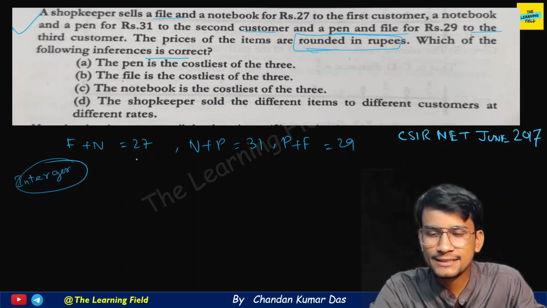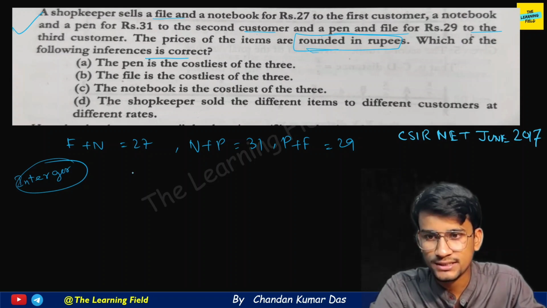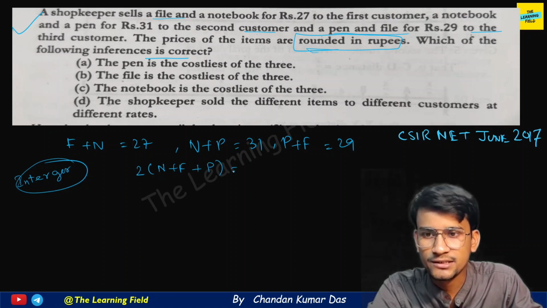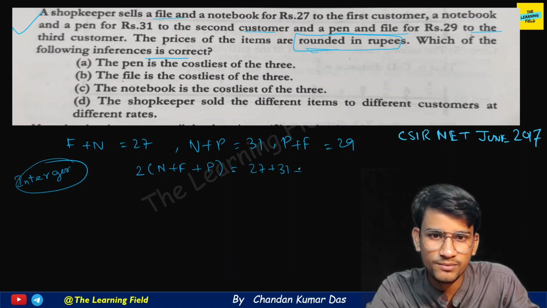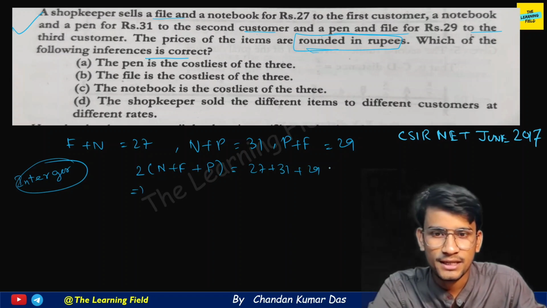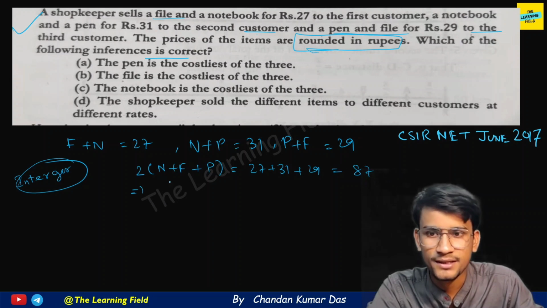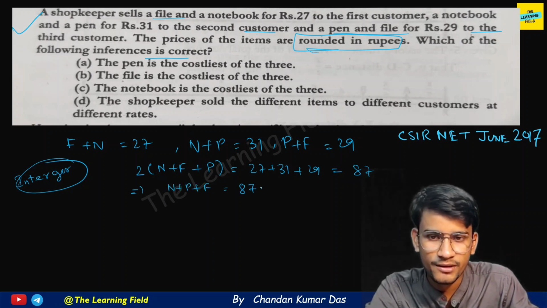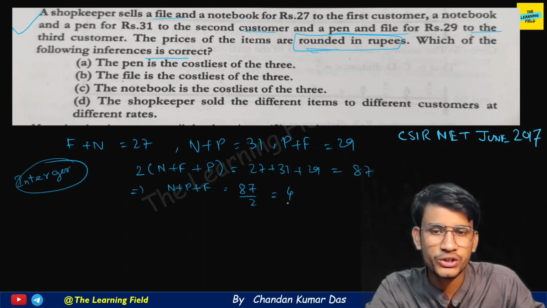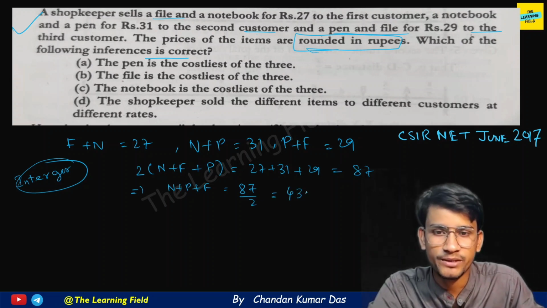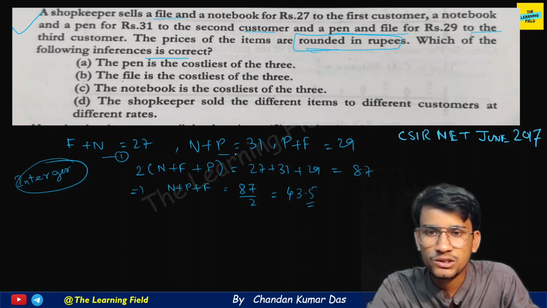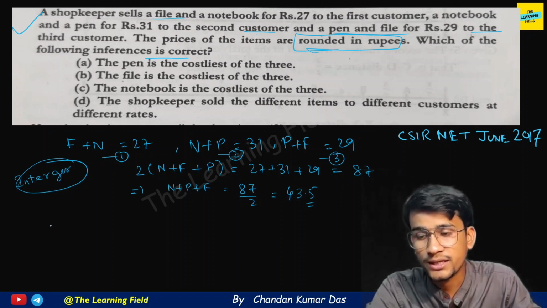Now if we add these three equations, then we get 2 into n plus f plus p is equal to 27 plus 31 plus 29. That means this is 60, and 27 means 87. That means n plus p plus f is equal to 87 by 2, which is equal to 43.5.